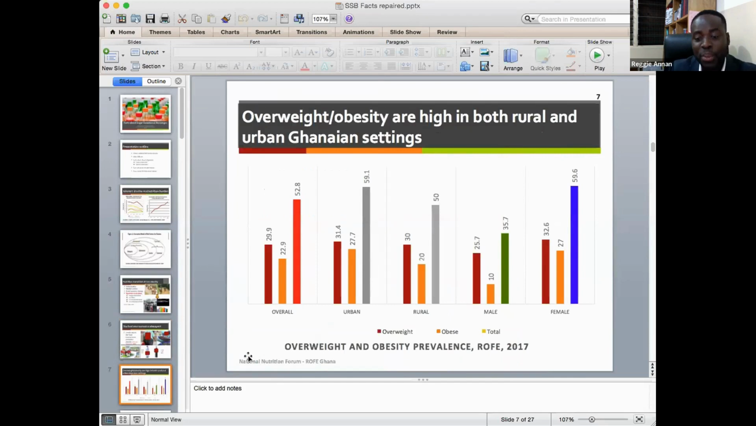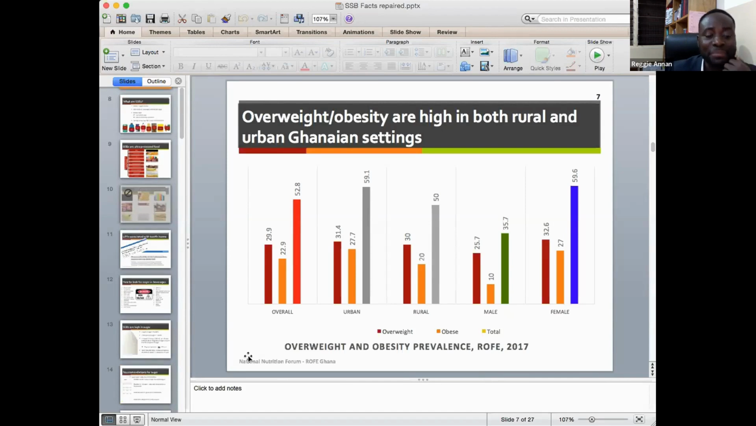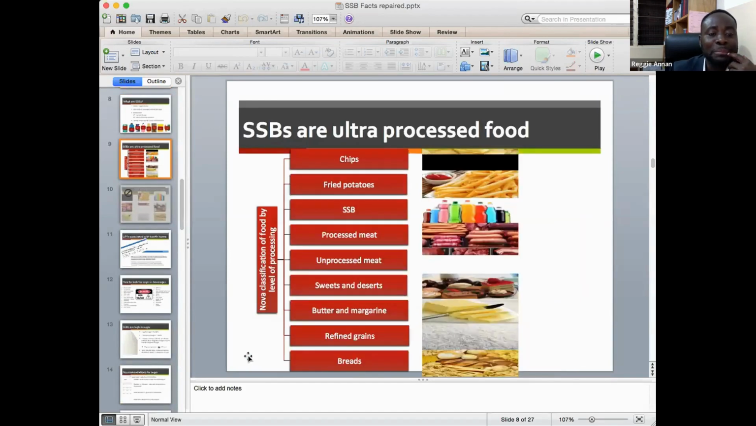And I'm just showing you this figure again to say that it's not only in urban areas where we find overweight and obesity, but even in rural areas. So over here in Ashanti region, through the RoFI study, we showed that 50% of the rural folks were overweight or obese compared to 59.1% of the urban folks. And that is not really different if you look at it in a certain way. But if you look between gender, male and female, we see a clear difference where overweight and obesity is much higher among females than males. So what we can say clearly is that the obesogenic food environment is not only limited to urban areas, but also to rural areas. And that is why there's a need to really take the necessary action.